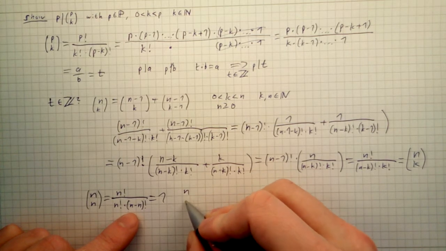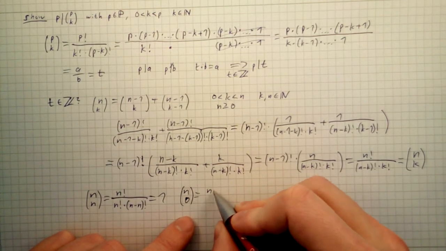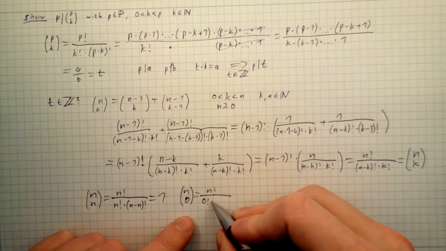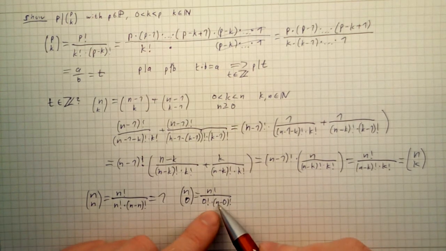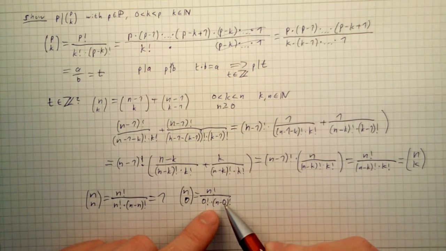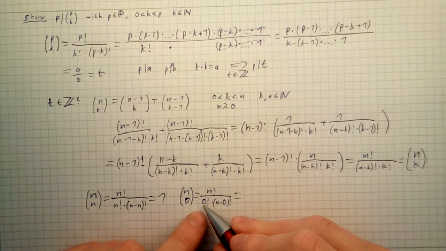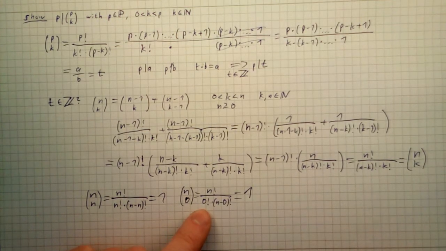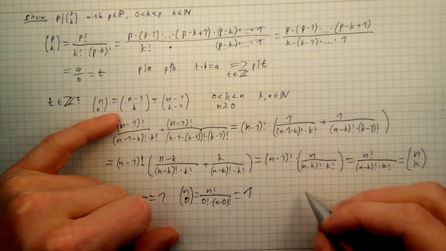And the same for n choose 0. There it is, n factorial divided by 0 factorial times n minus 0 factorial. So this is n factorial, this is n factorial, they cancel each other out, and that's just a 1. So we get a 1 here too. And this rule is basically the rule for Pascal's triangle.